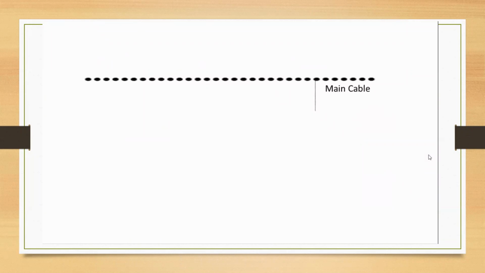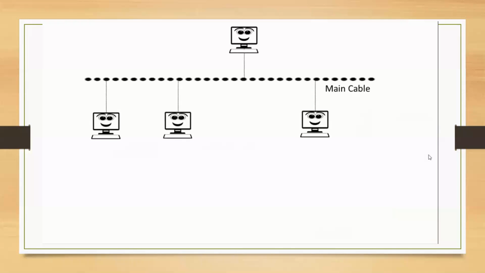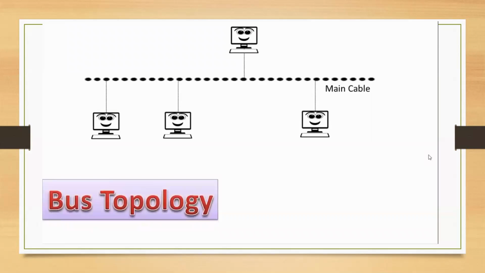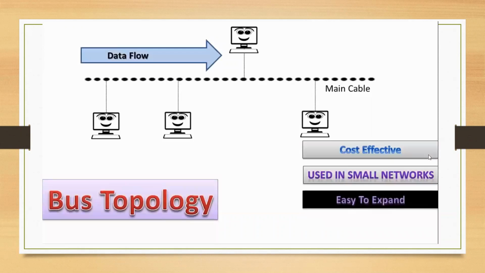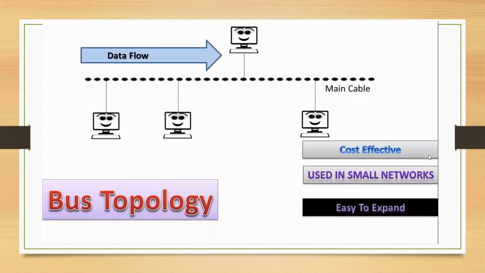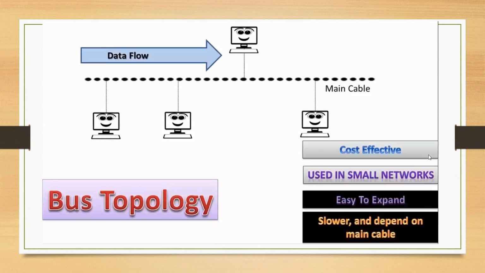Here is a main cable and a lot of computers are connected to the main cable. This type of topology is known as bus topology. In this topology, all the computers are connected to the main hub or main cable or bus. Data flows in a single direction. It is cost effective. It's used in small networks like in your home. It's easy to expand. But it is slower and dependent on the main cable. That means if the main cable fails, then all the other network will fail.